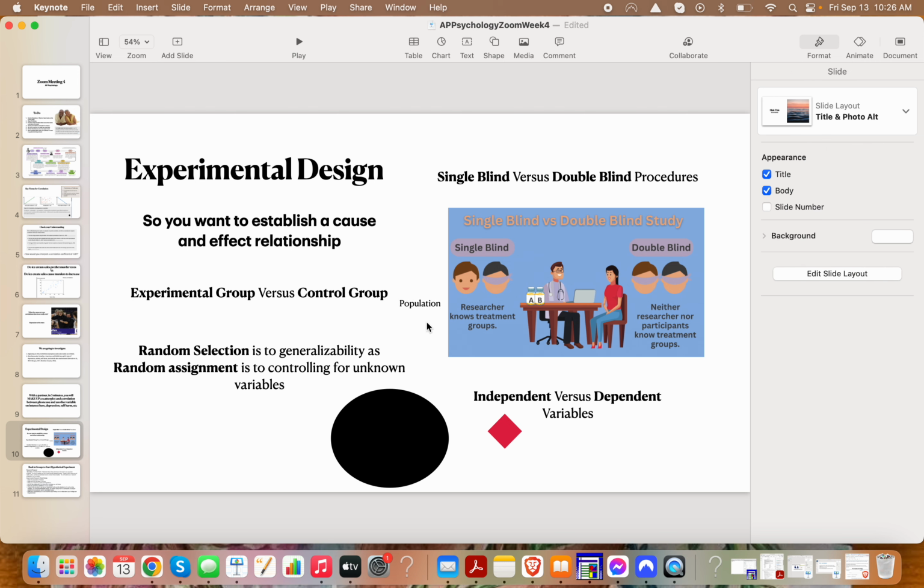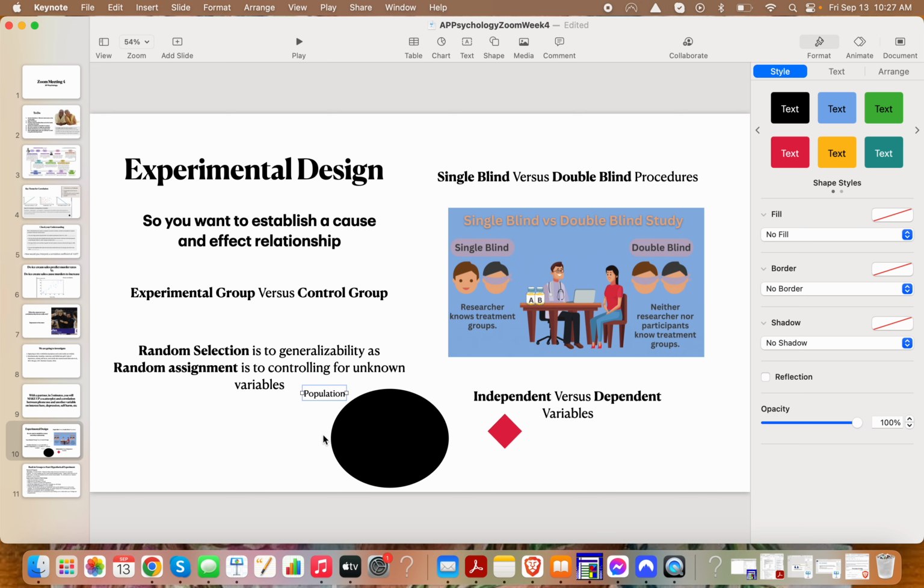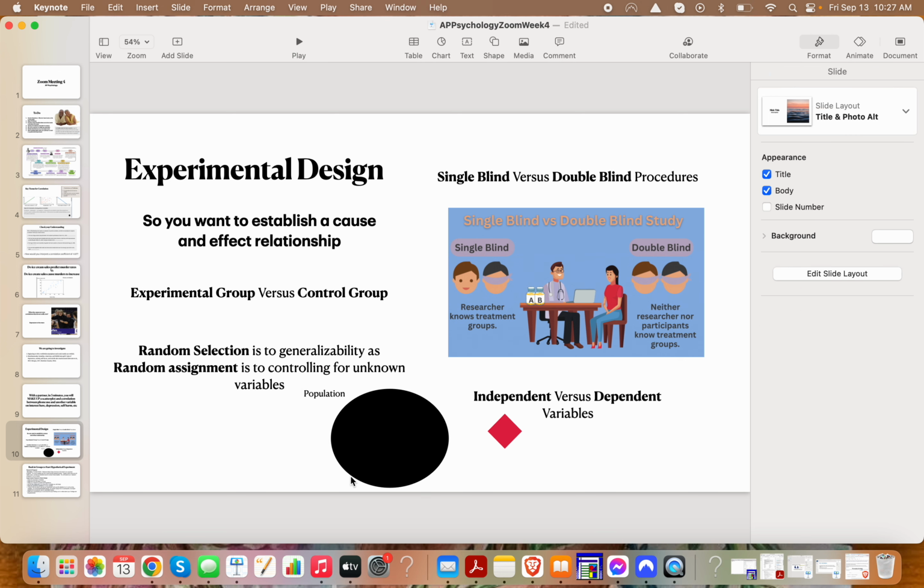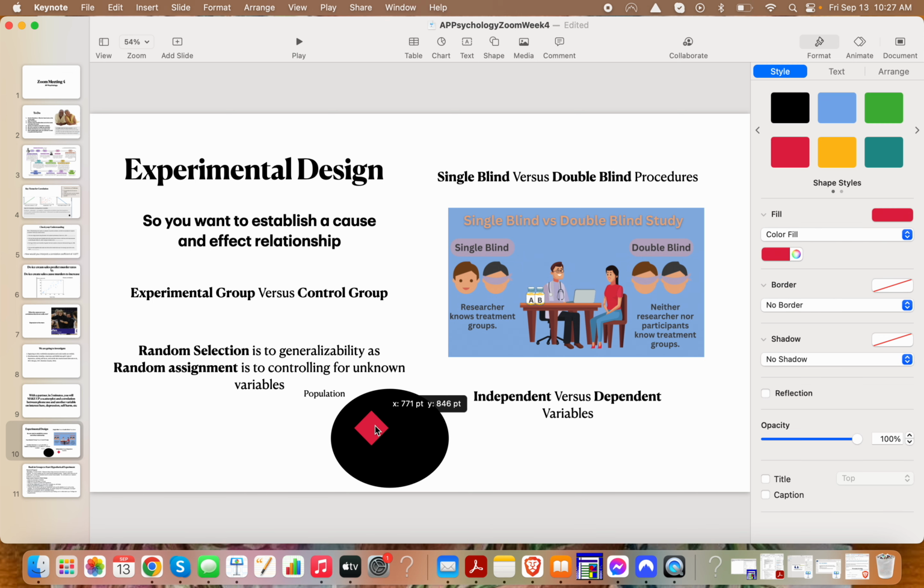So if this whole circle is my whole population, in an experiment, I don't try to test everyone making up this population. I need to take a sample of them. I need to somehow get some of these people, and for this to be a good sample, everybody in here has to have an equal opportunity to be selected. And oftentimes what we do is we say, let's just randomly select. It doesn't always work this way, but this is the best way to take a sample.